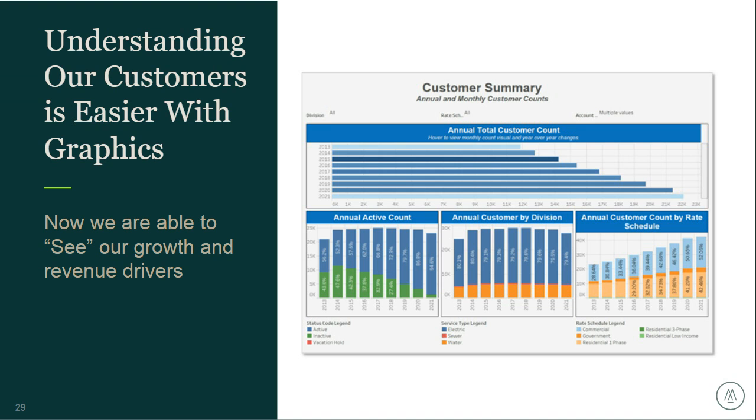And then the graphic on the lower right really isn't customer counts. That's revenue by rate schedule. But I think it was surprising to us to see how large the commercial customers had become over time. And I took a lot of the other stuff out of there. There were another 40-something rate codes, but I took those out for this demo.